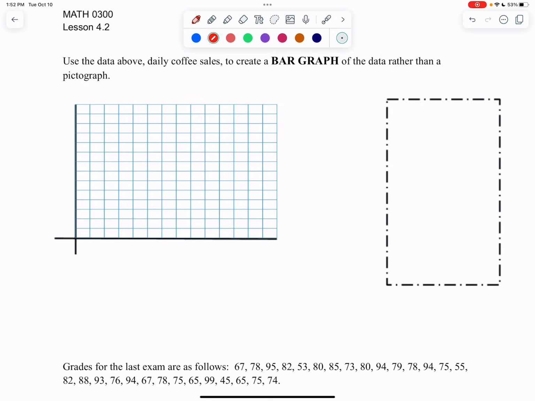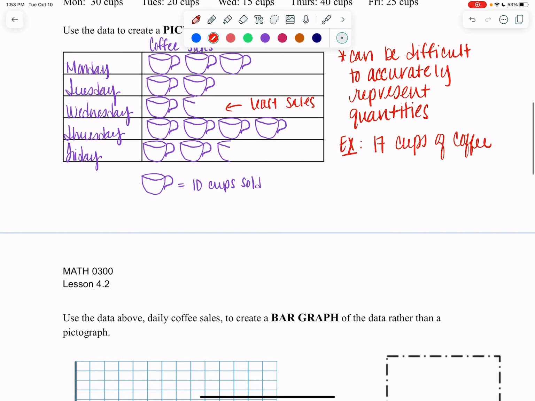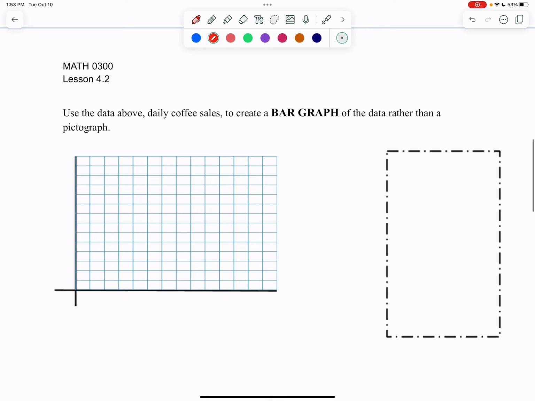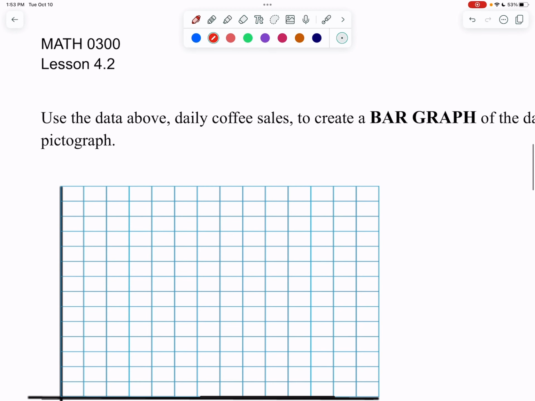So let's change gears slightly to go and look at a bar graph. A bar graph is very, very much like a pictograph. In fact, we are going to use our data from our pictograph to create our bar graph. We need some of the same things. We need a title. So we'll call this one Daily Coffee Sales.